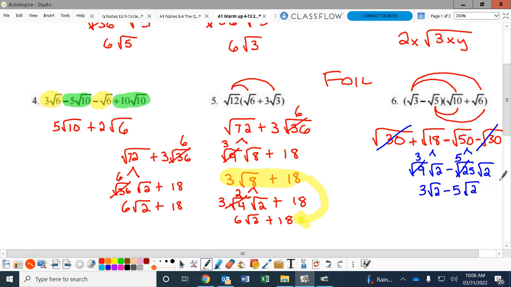These are now like terms, which means you need to combine them without changing the radical. 3 minus 5 is going to put it at negative 2 square roots of 2. And you know what? More people got that one right than most others that were any kind of longer problem. I was very impressed by that one, just so you know.